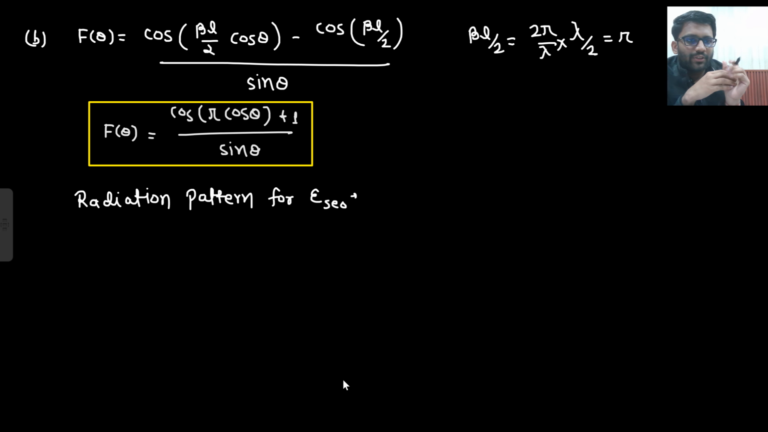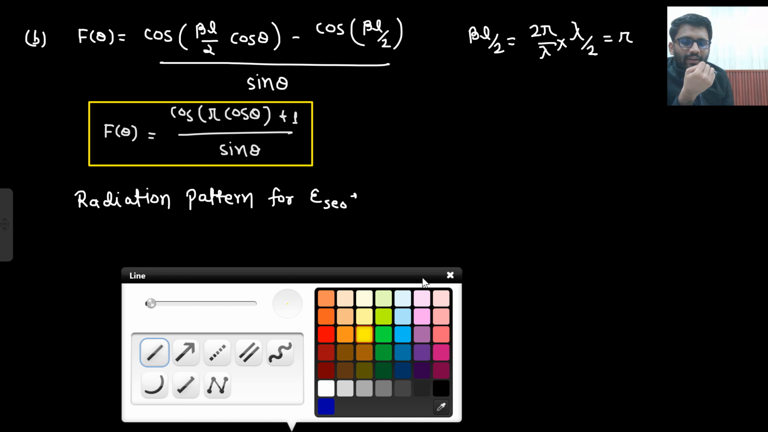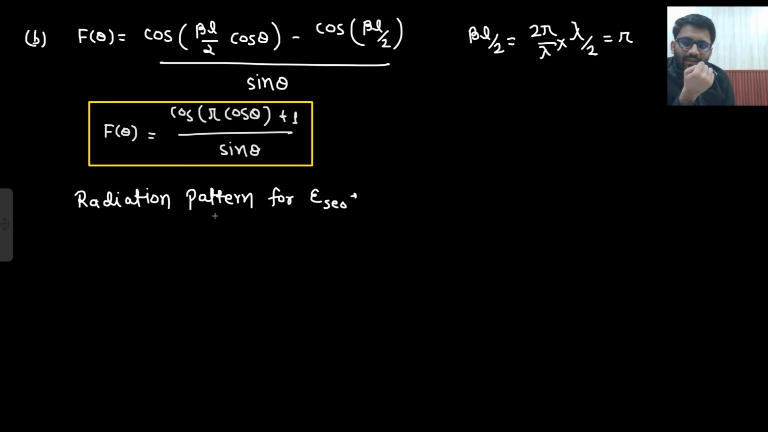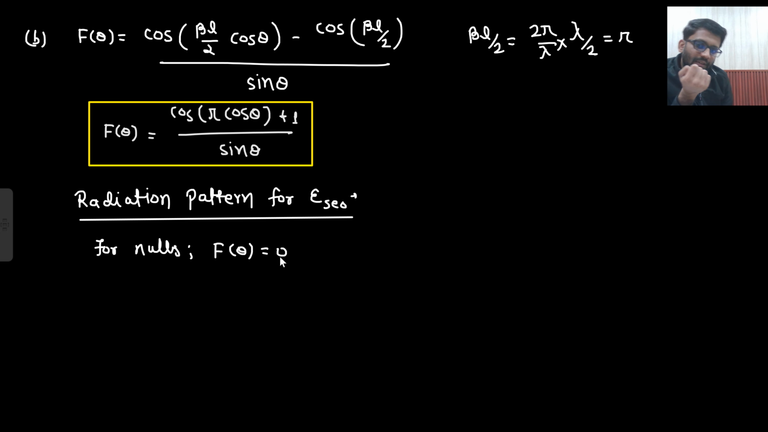So first I can find the position of null. Although I have already taught this, let's do it again. How do we find the position of null? You put f theta equal to 0 for nulls. There is a different way of plotting the radiation pattern for the array factor, and a different way for the antenna. Both are two different things. So don't forget how you plotted it for a single element. You find the location of nulls.